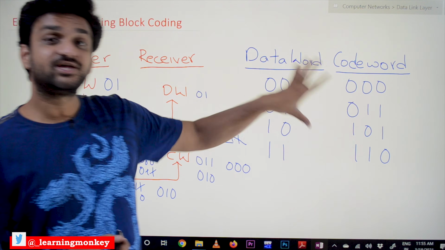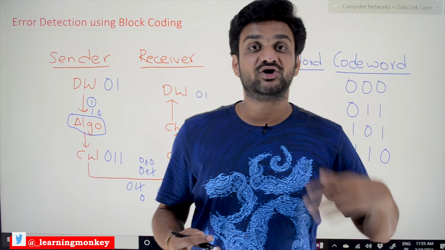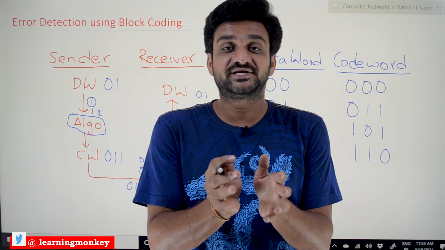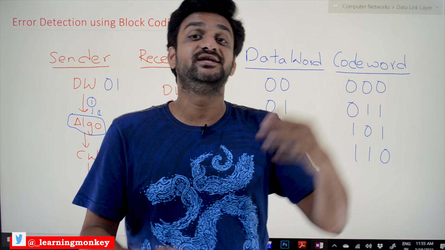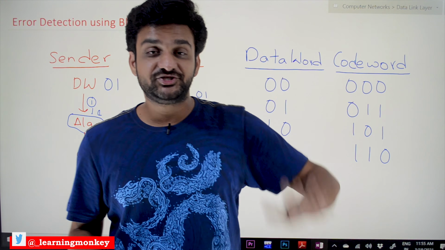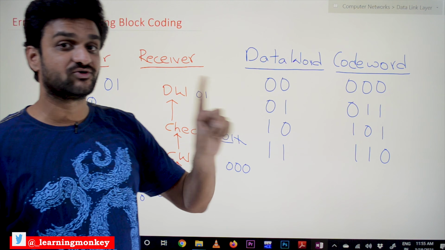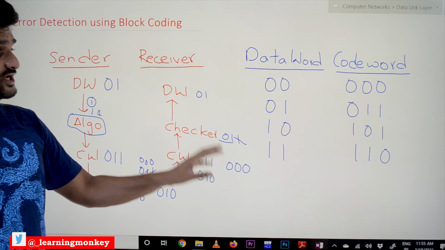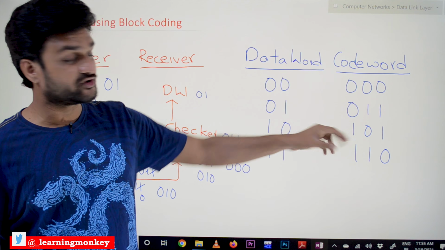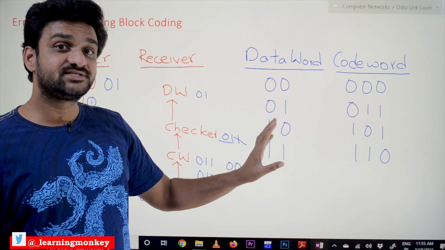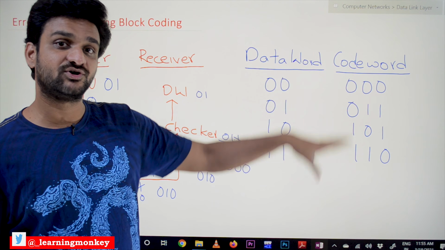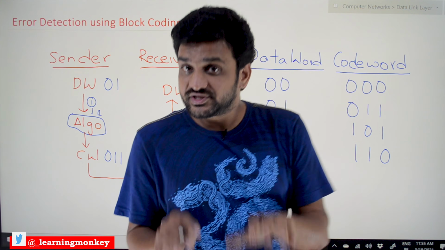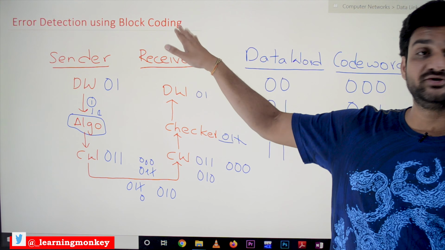So what if we want to identify 2-bit errors? What if we want to identify 3-bit errors? For that there is a mathematical explanation, and we are going to understand that in our later videos. Right now, assume that this scheme is capable of identifying only 1-bit errors. For practice, take one code word, change 1 bit of it, and see whether that will get identified or not. You'll get an idea how things work. So this is how error detection is done by using block coding.